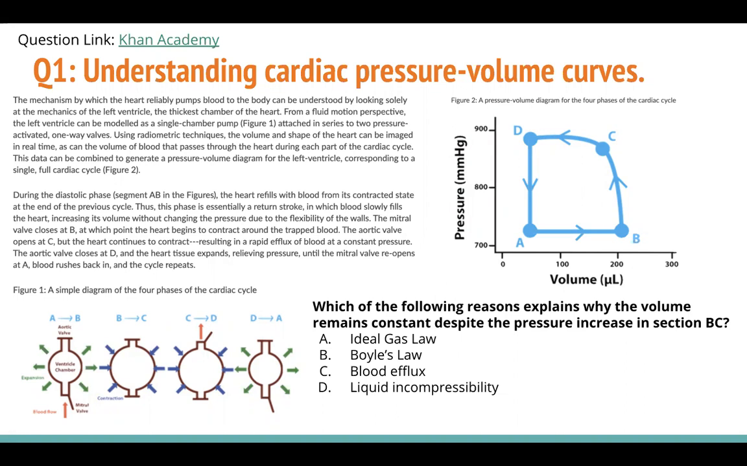So the first question is why the volume remains constant despite the pressure increase in section BC. Section BC is when both of the valves, the mitral valve and the aortic valve, are closed, but the heart is still, sorry, not expanding, it's constricting. And so this is why the pressure is increasing. However, despite this pressure increase, the volume of the blood remains constant, and they're asking why this is. I'll give you 30 seconds to think about that, and then we'll go over the reason why.